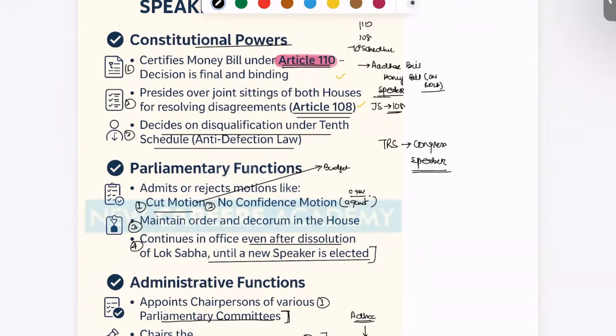A very good example: who was disqualified under the 10th schedule? The court said, under the RPA, if any person is sentenced for more than 2 years, you will be disqualified. Who decides the disqualification? The speaker. So if a sentence of more than 2 years came and someone petitioned the speaker, who's to decide? The speaker.